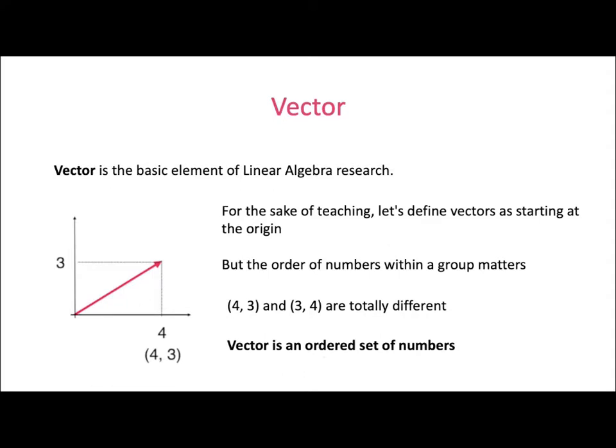For the convenience of this study, we define the vectors starting from the origin. But let me remind you that for a vector, because it is represented by multiple numbers, the order of these numbers is very important, and this is very easy to understand. Obviously, the vector represented by (4, 3) is quite different from that of (3, 4). In other words, a vector is also a set of ordered numbers. Different orders represent different vectors.